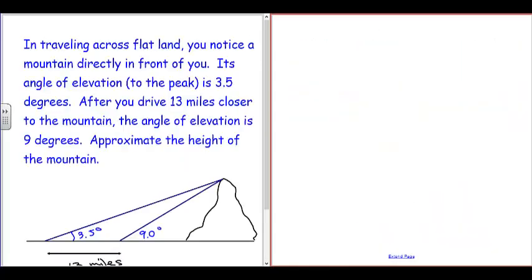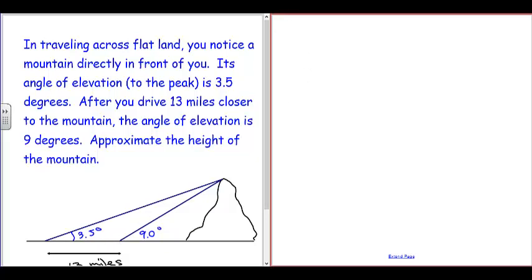Okay, the next 2 problems are word problems. And this is showing you how you would figure out how high a mountain is by measuring the angle between the horizon or horizontal and the peak of a mountain at 2 points. And you would measure the distance between the 2 places you took the angle. Now, I don't need to know what the distance is from these points to the mountain, the center of the mountain. All I have to do is measure the distance that I'm traveling.